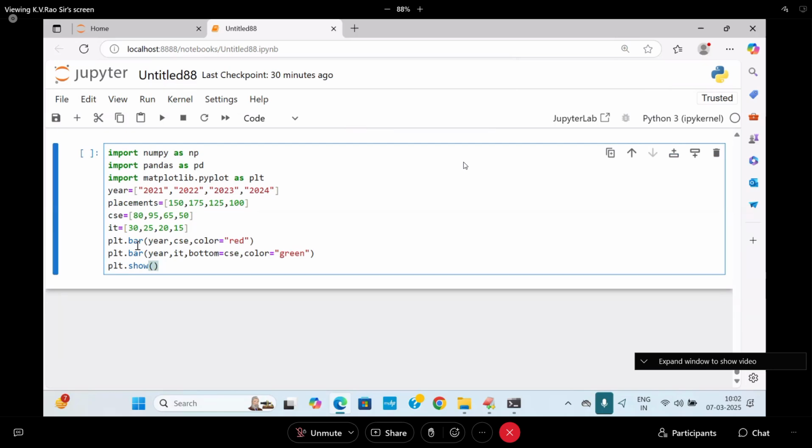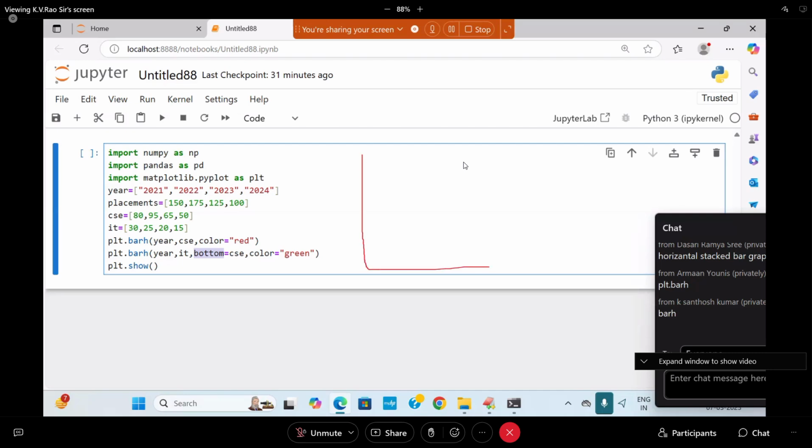Same data only. I will write barh, barh color is equal to barh. Here IT bottom. This is my graph. Here what is coming in this place? CSC. This is what I want to go for. The IT bar I want to attach to the left side bar.